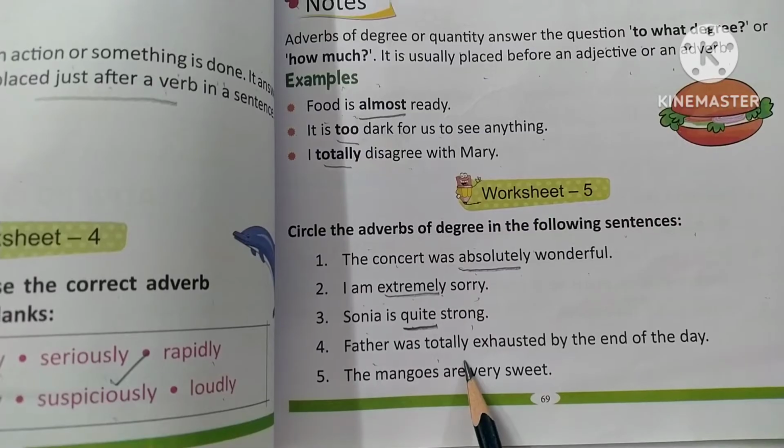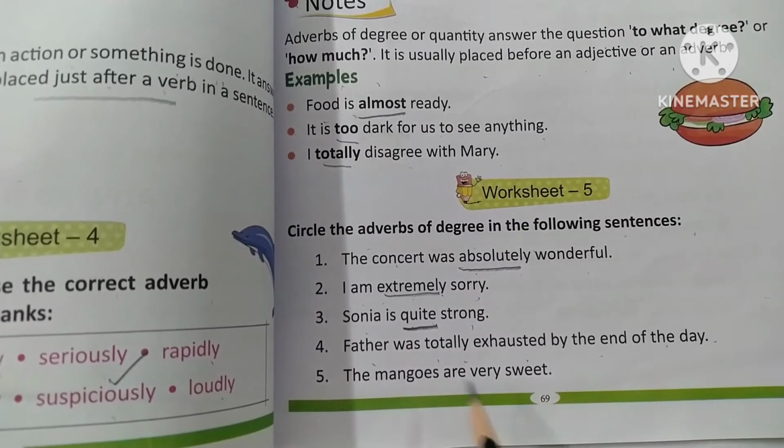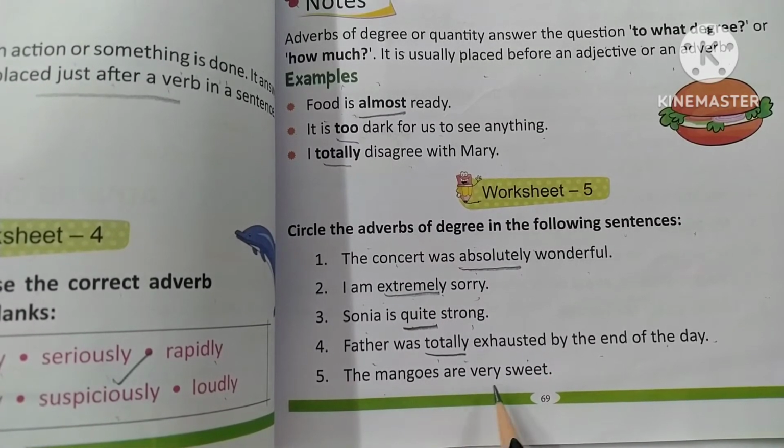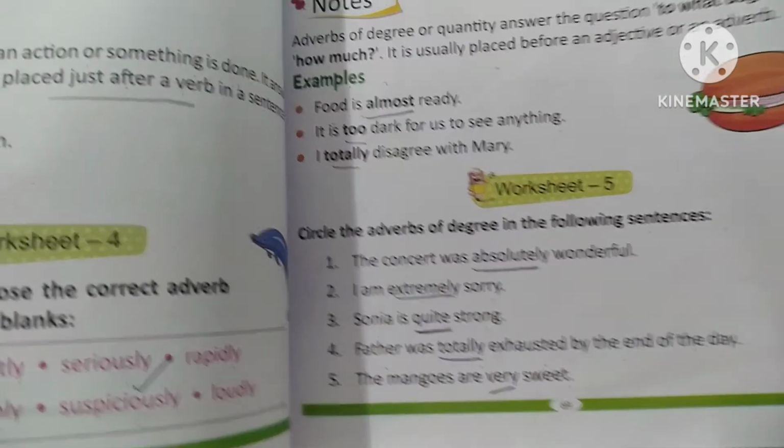Father was totally exhausted by the end of the day. Totally. That means he has reached his peak. The degree is to the extreme degree. He was totally exhausted. The mangoes are very sweet. Very is the adverb of degree or quantity.